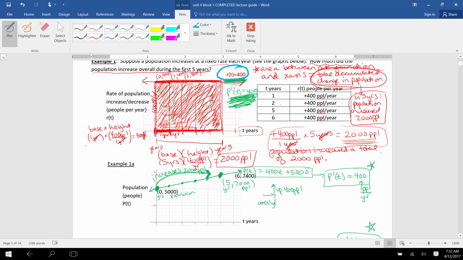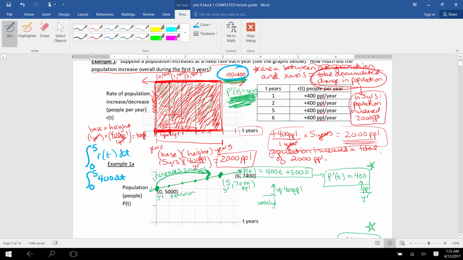What we were calculating here was the integral from 0 to 5 of r of t dt, integrating the rate function from t equals 0 to t equals 5. Now we actually know the equation of the rate function is r of t equals 400. So another way to write this is to say the integral from 0 to 5 of 400 dt. And we actually calculated it.